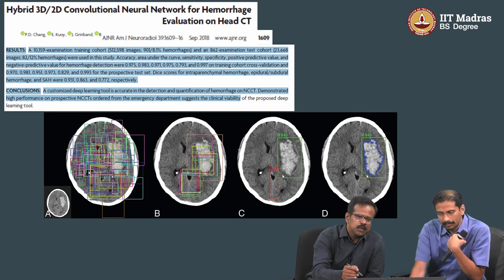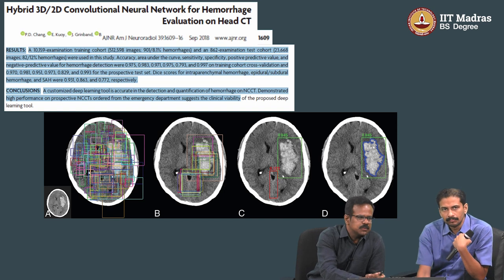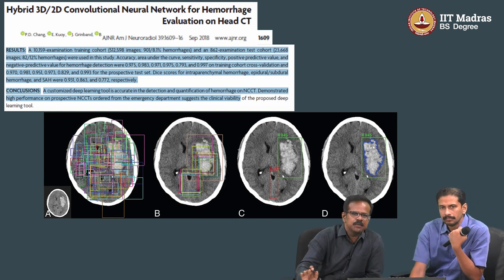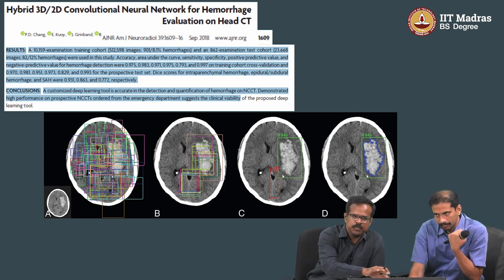This is a big bleed, but it diagnosed even smaller bleeds also, as he said in the case of breast cancer. Still, it is not in clinical use, because to come into clinical use and implementation, there are a lot of steps. This may be a partially solved problem, and there is still scope.